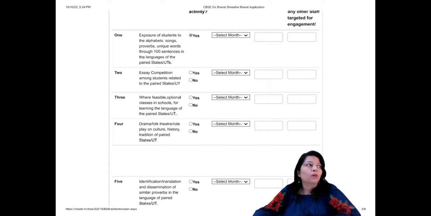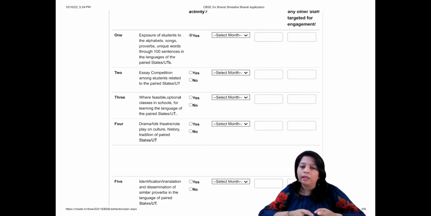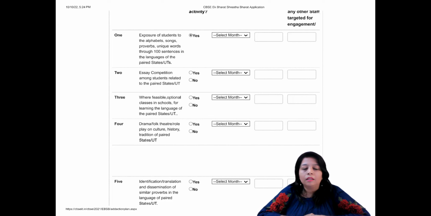Now number 2 is an essay writing competition among students related to the paired state, which can be conducted in any language, in Hindi, English, or in both languages as well. If you are conducting in both languages, maybe dividing it for different classes, accordingly you have to mention the names of the English language teachers, Hindi language teachers, and all the coordinators who are involved in conducting that activity, the number of students taking part, and in which month you will be organizing it. If you have already organized it, make sure you select the month accordingly, because you have to upload the report also, right?